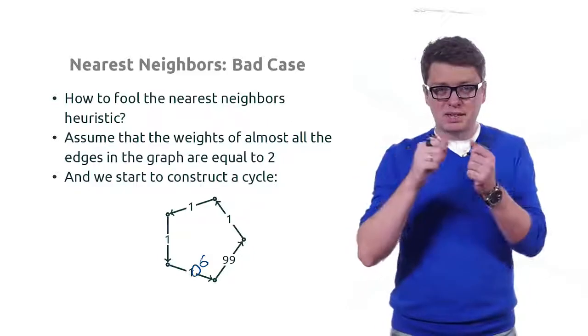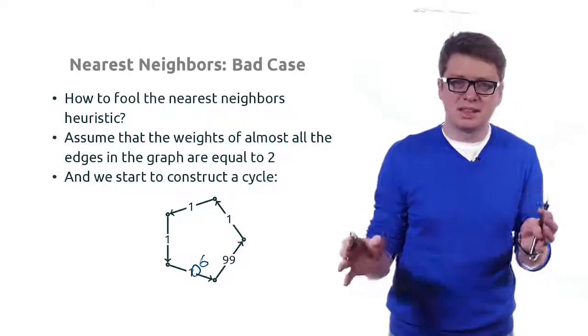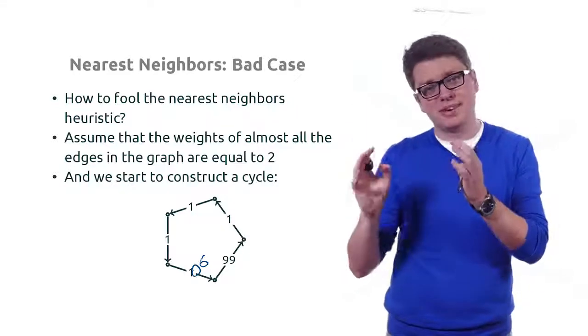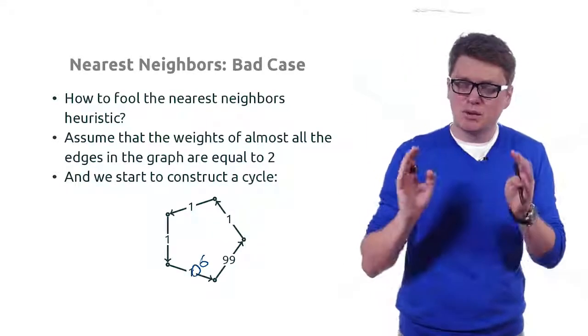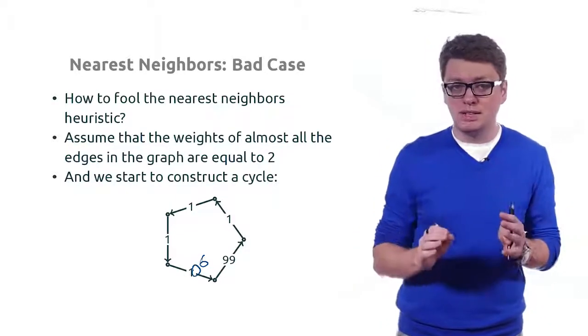So we make some greedy choices at the beginning, but it gives us no choice in the end, and we need to take this last very heavy edge. Okay, but of course this cannot happen for the case of Euclidean TSP.